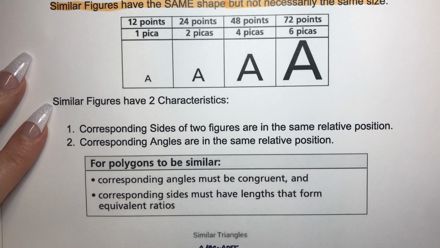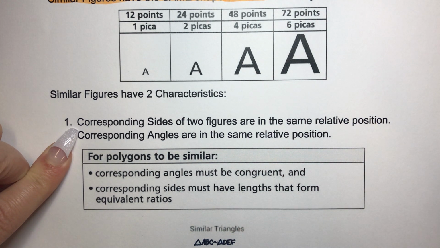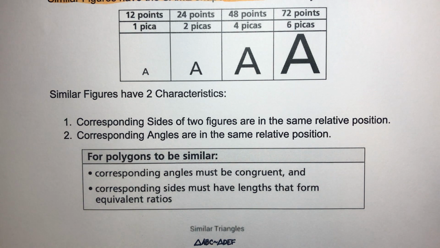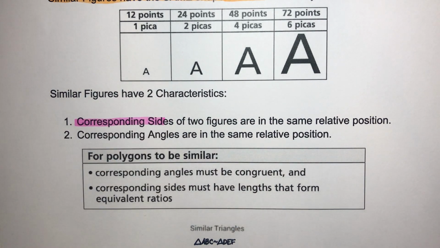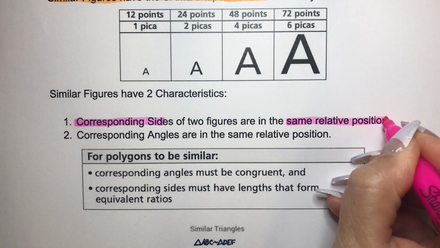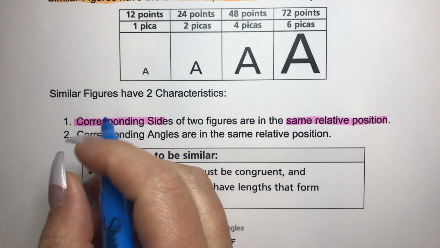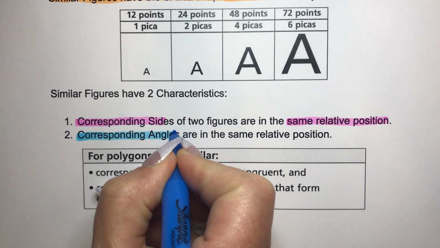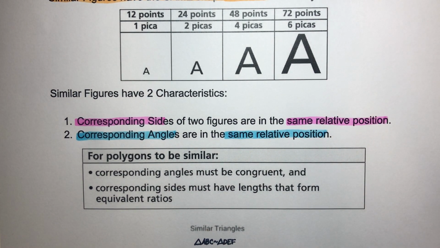So similar figures have two characteristics. The first thing is that the corresponding sides of two figures are in the same relative position, okay? And then corresponding angles are in the same relative position. So we're going to look at a couple of examples so you can see what this is referring to.